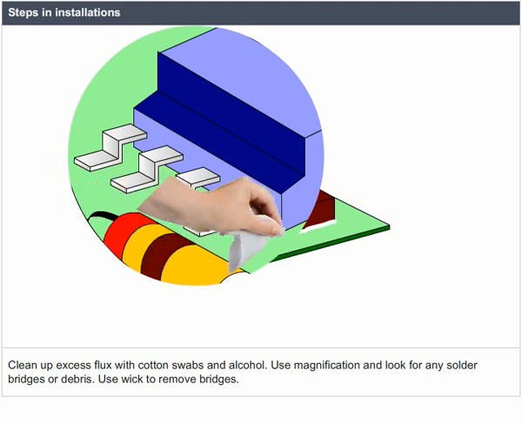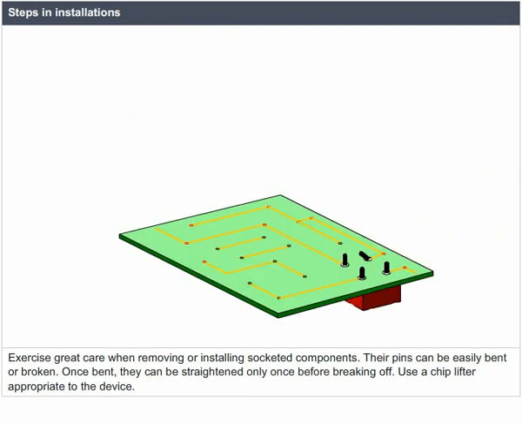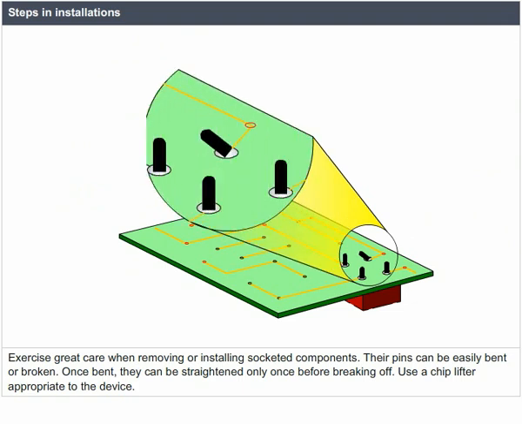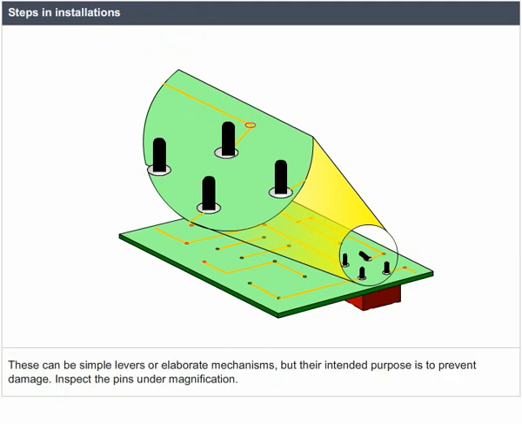Exercise great care when removing or installing socketed components. Their pins can be easily bent or broken. Once bent, they can be straightened only once before breaking off. Use a chip lifter appropriate to the device. These can be simple levers or elaborate mechanisms, but their intended purpose is to prevent damage. Inspect the pins under magnification.